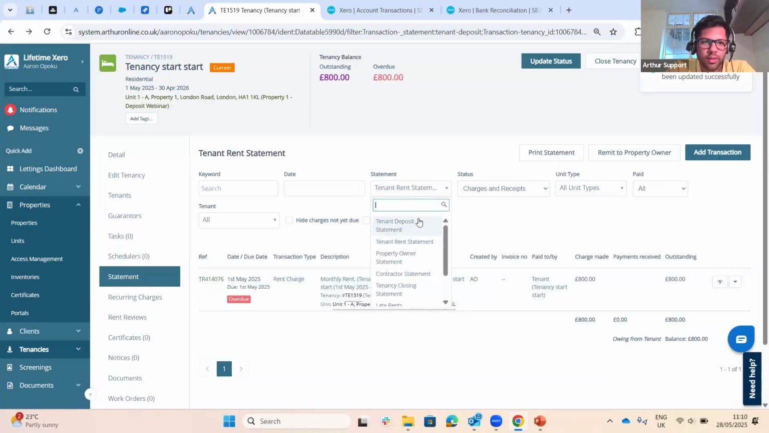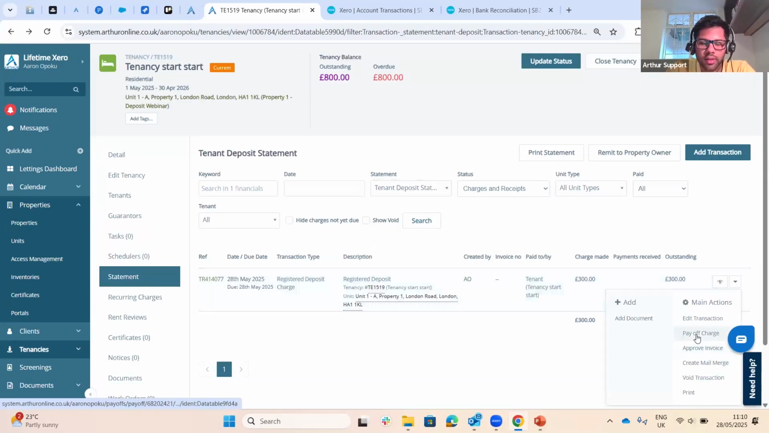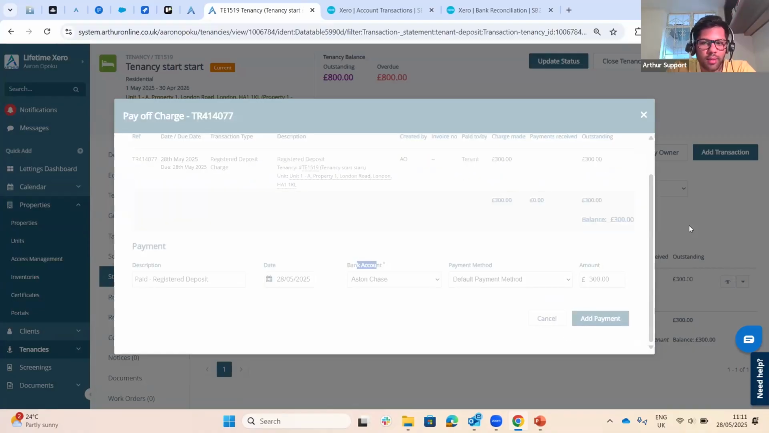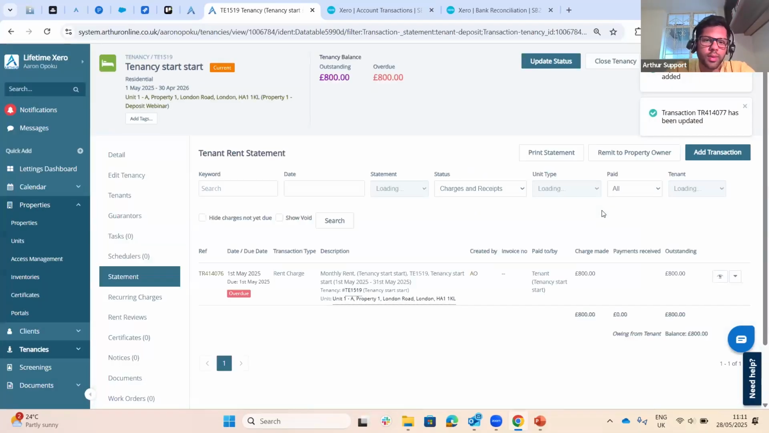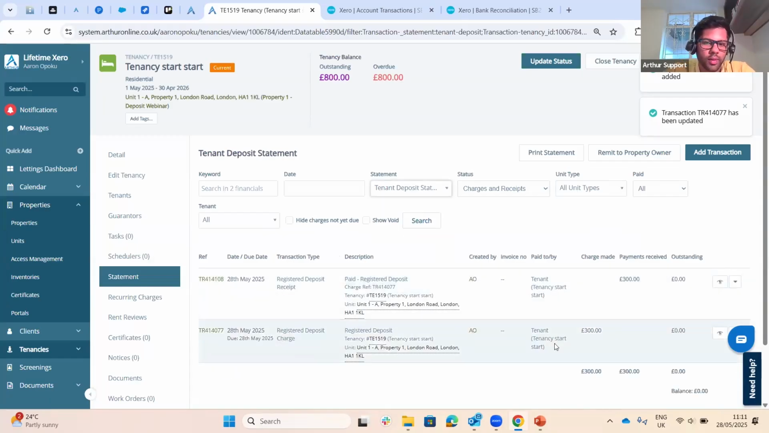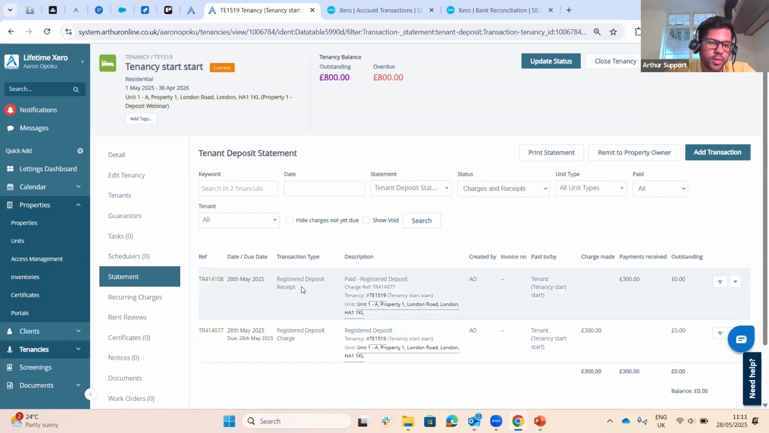So now we can go ahead and pay this off. Here we've just got the description, the date the deposit was received, the bank account you received the deposit in, and then add payment. So that's how you would process the receipt in Arthur. On the deposit statement now we can see we've got the charge. The tenant has paid the £300, so deposit owing is 0. So that's if you're using Arthur Financials.